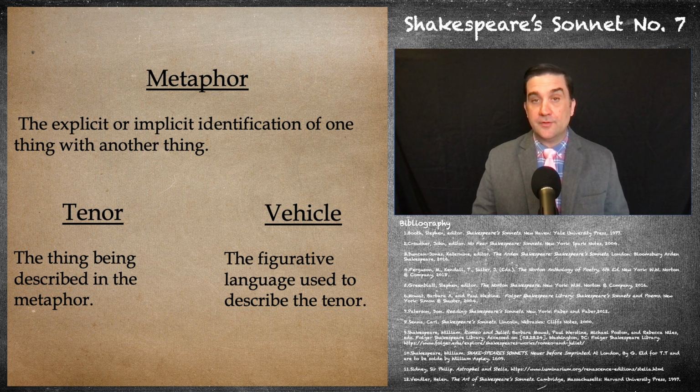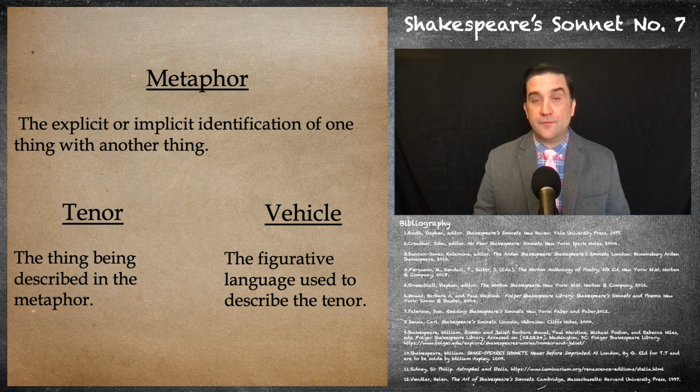Now, a metaphor, for those of you who don't recall from our video lesson for sonnet number 1, is the implicit or explicit identification of one thing for another thing. Further, there are two important component parts of a metaphor: the tenor and the vehicle. The tenor is the thing that's being described. The vehicle is the figurative language used to describe the tenor.